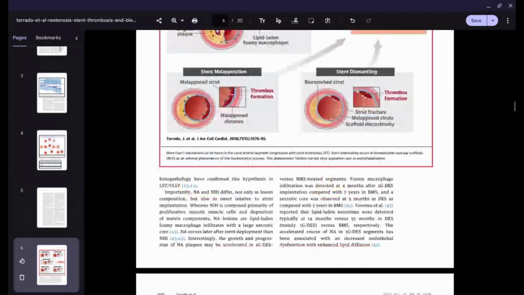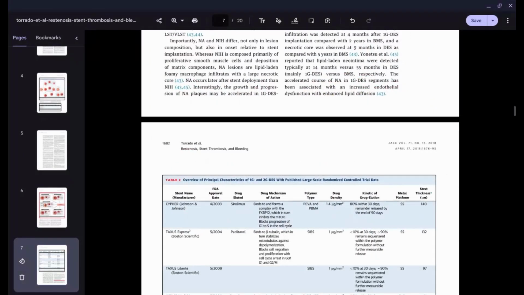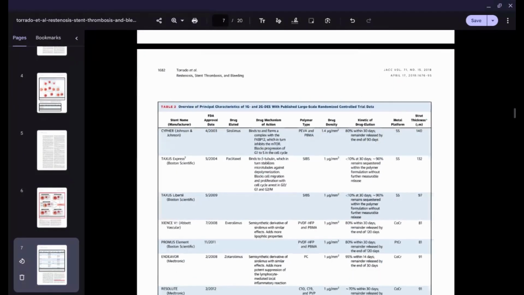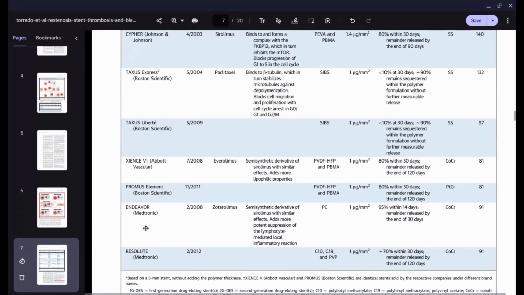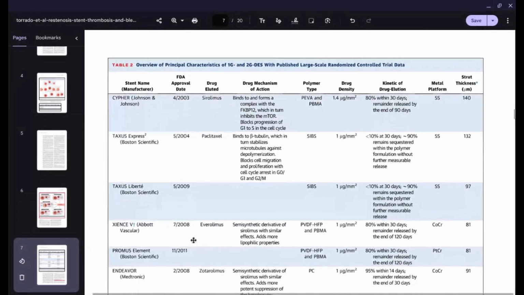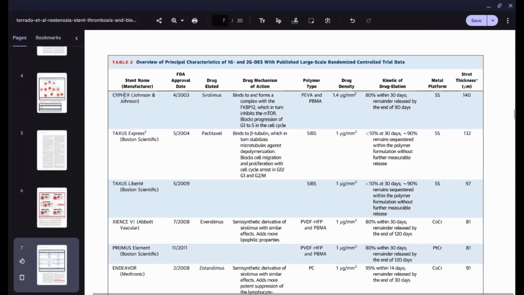Now, let's look into details of this. 1G and 2G DES. These are from large scale RCTs, randomized control trials. They have a stent name and manufacturer. For example, you have J&J, Boston Scientific, Medtronic. A few manufacturers and the corresponding stents, Cypher.